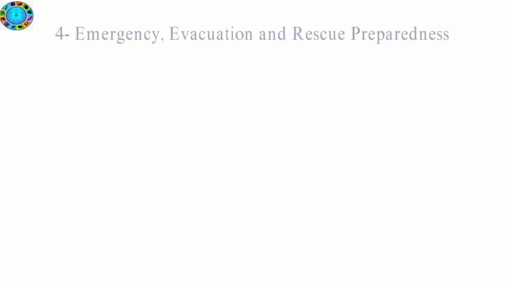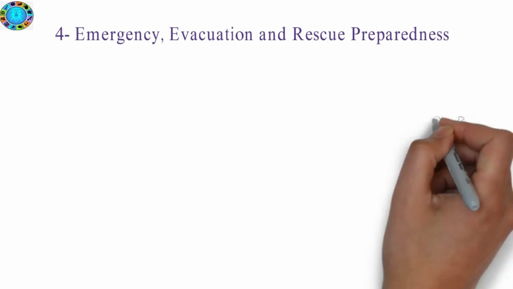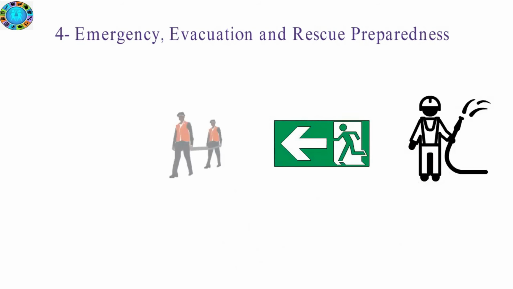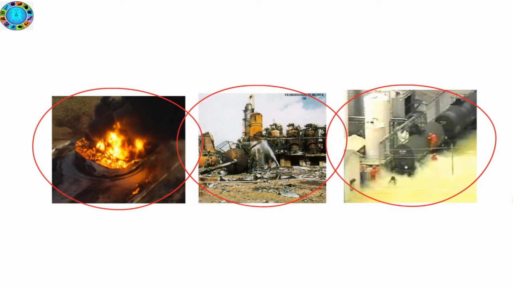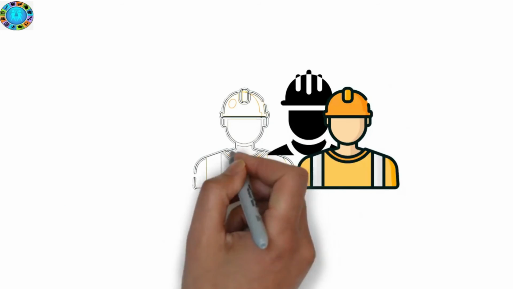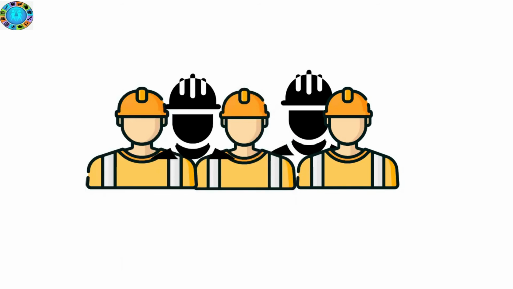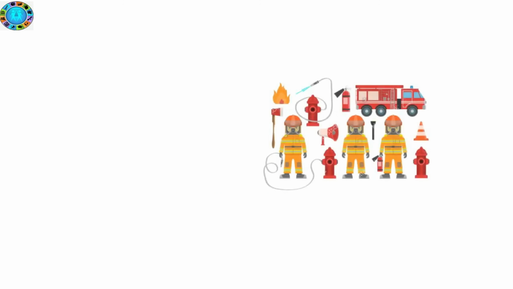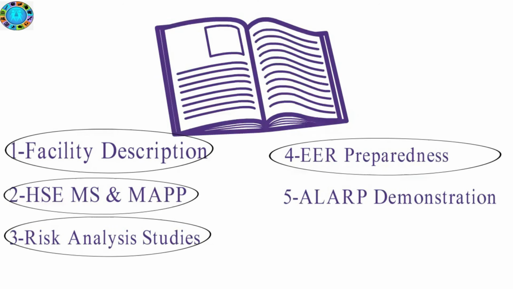The fourth part, emergency, evacuation, and rescue preparedness. In this part, the company describes the emergency, evacuation, and rescue plan within the installation, including all major accident hazards that have been identified from previous risk assessment studies, and defines individuals' responsibilities during emergencies, and the company's approach to ensure the effectiveness of this plan through providing the necessary equipment and personnel training.